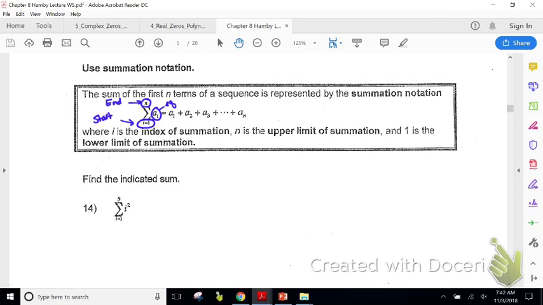And it's summation, so sum means we're going to add them up. So we're going to plug 1 through n into that equation, and then we'll add up all of our answers.